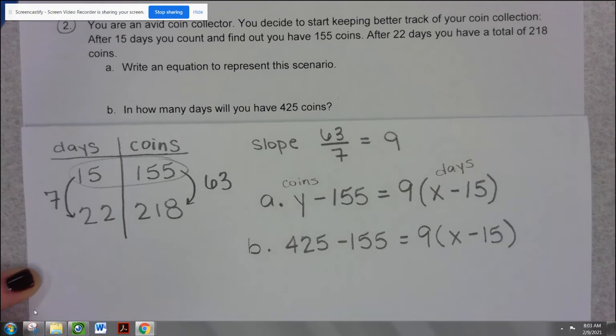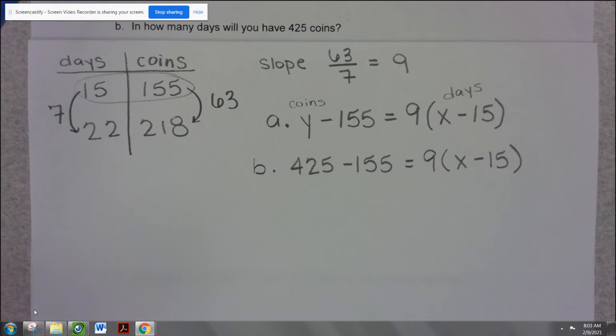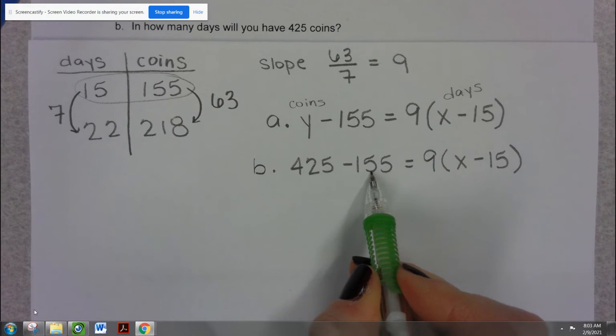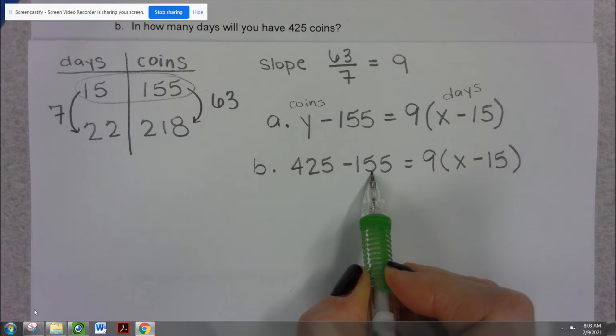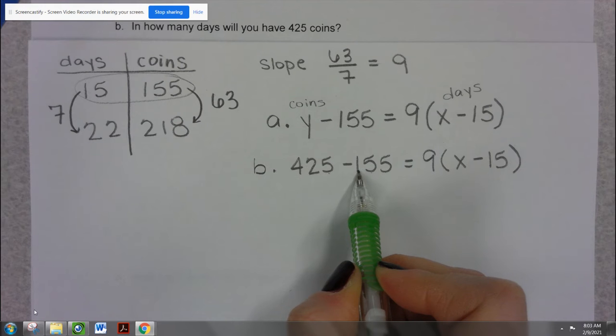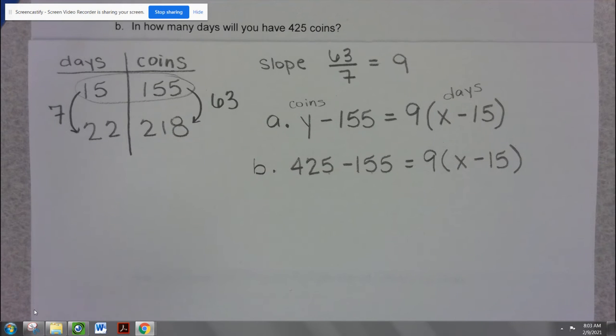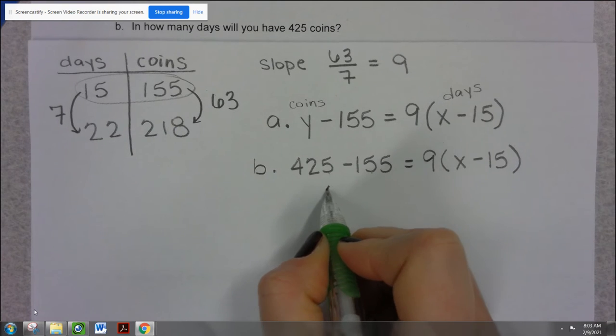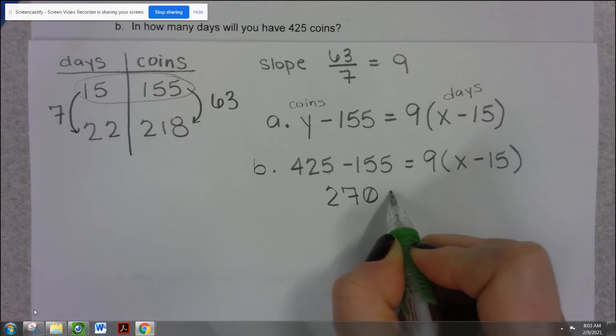And I'm going to start to solve. Now again, this is calculator inactive, so we need to be able to do this without a calculator. So 425, taking 155 away, 425 minus 100 would give me 325.